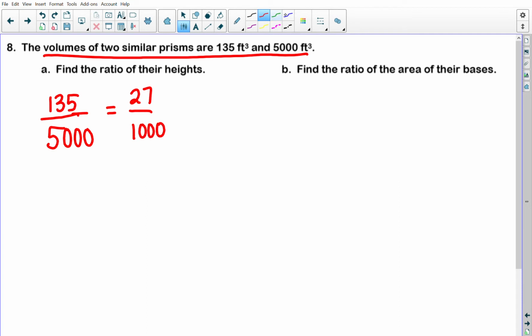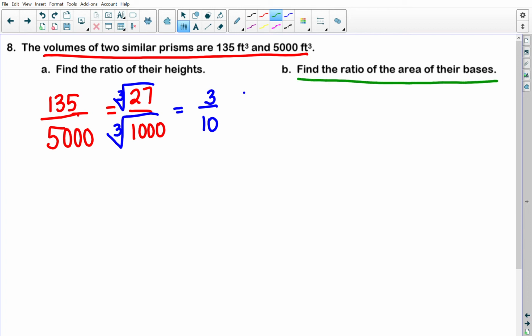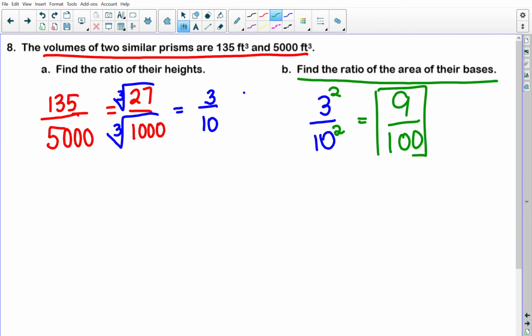And if they want the ratio of their heights, I need to take that down to a first degree measurement. So I get 3 over 10 in the first degree. Okay. Now to find the ratio of their areas, or the area of their bases, that's a second degree measurement. So what I'm going to do is take the first degree measurement I just found, 3 over 10, and square both of those to bring it up to a second degree measurement. So I get 9 over 100 as my answer there.